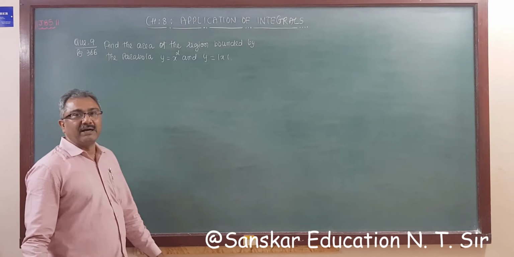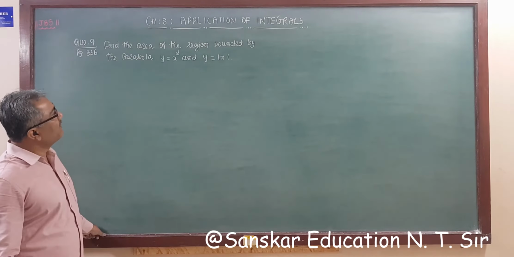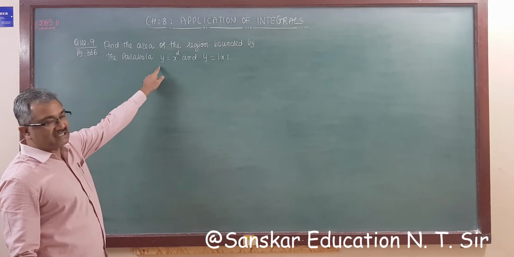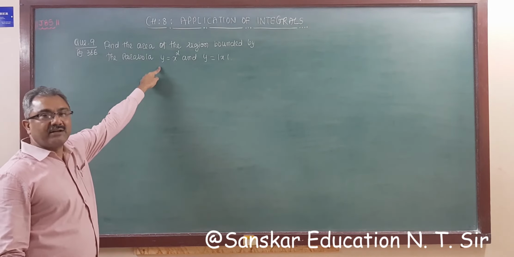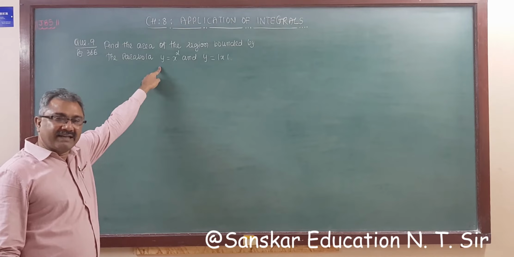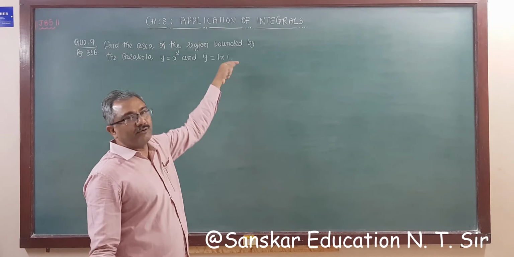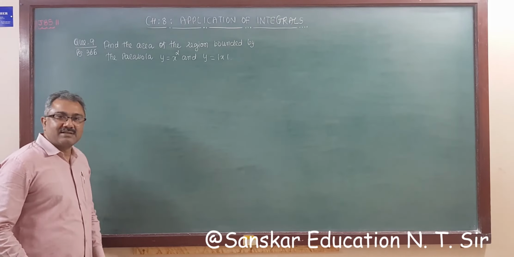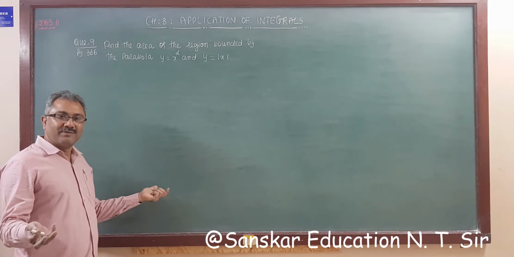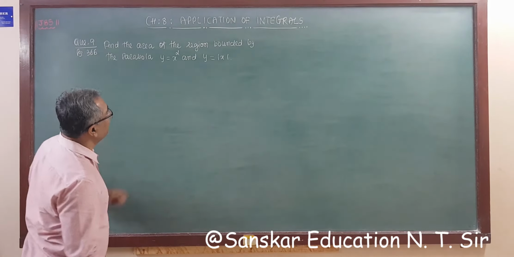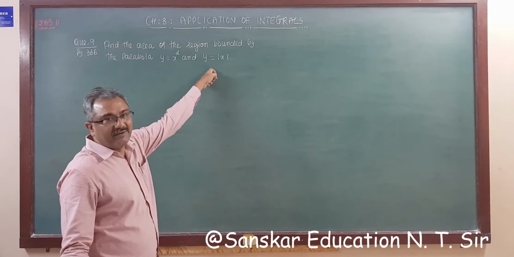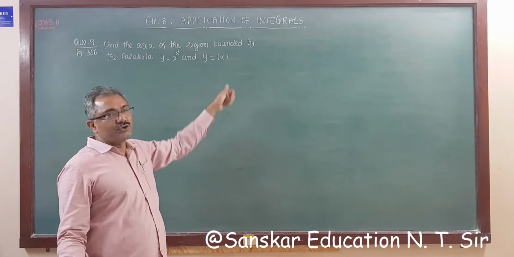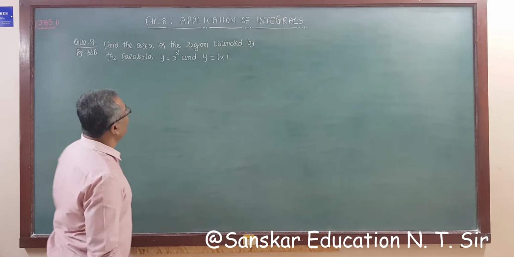Okay. Question number 9. Find the area of the region bounded by the parabola y is equal to x square. This is a standard parabola about the y-axis, and the line y is equal to modulus of x. You know the graph of the modulus function, so no need to explain anything. But two curves are given, one curve and one line, so we have to find the intersection points of them.